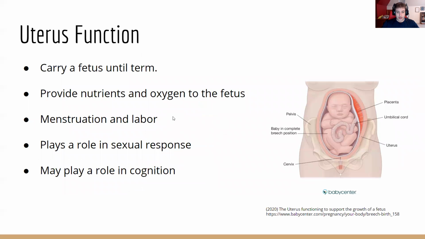The uterus has many functions. This includes, but is not limited to, carrying a fetus until term, providing nutrients and oxygen to the growing fetus, carrying out menstruation, and undergoing labor. And it also plays a role in sexual response. A recent study has shown that the uterus may actually play a role in cognition too.